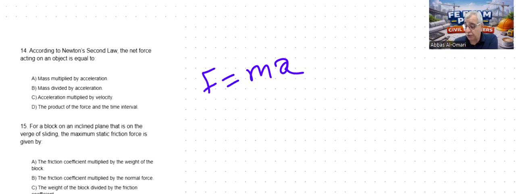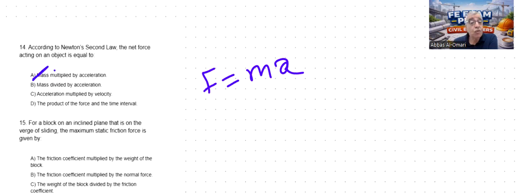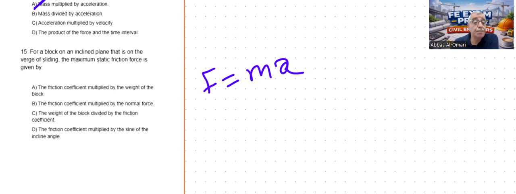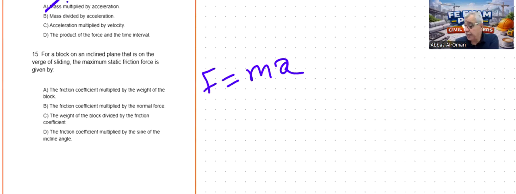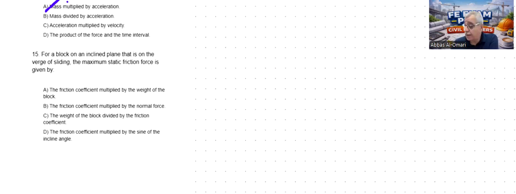Now, if you are sure of the correct answer, then you don't have to go through the other options, to save time. Now, the next question. For a block on an inclined plane that is on the verge of sliding, the maximum static friction force is given by. Now we know that the friction force is the normal multiplied by the coefficient of static friction.